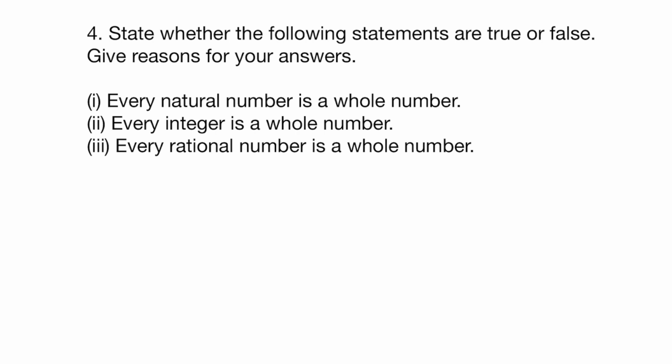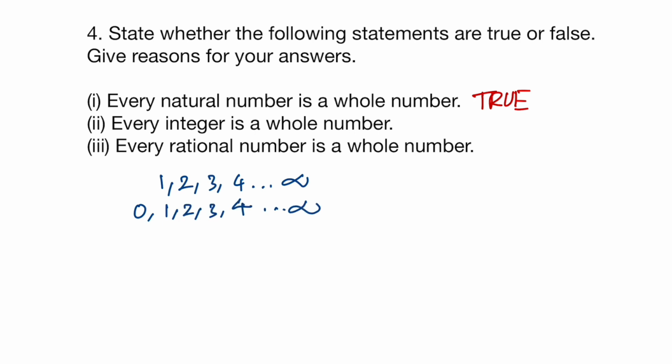Is this true? This is obviously true. I think you can say it by yourself, but I'm going to say the answer. Natural numbers start with 1, 2, 3, 4 and so on up to infinity. Whole numbers start with 0, 1, 2, 3 and so on up to positive infinity. This is what we already know.